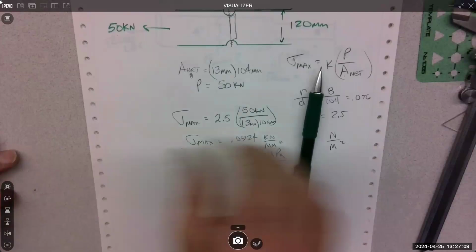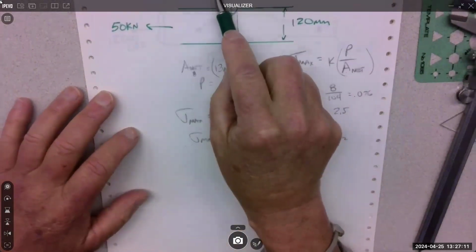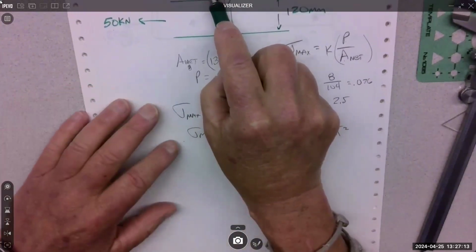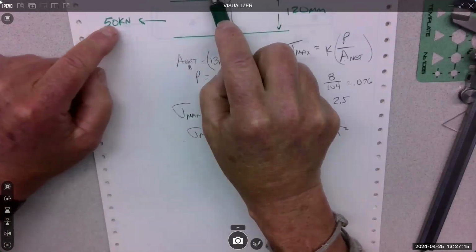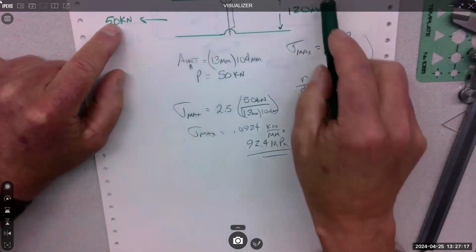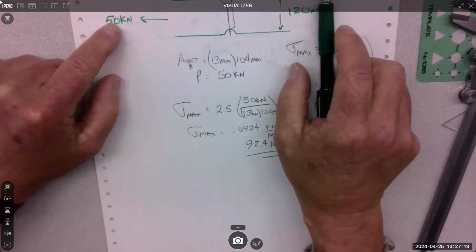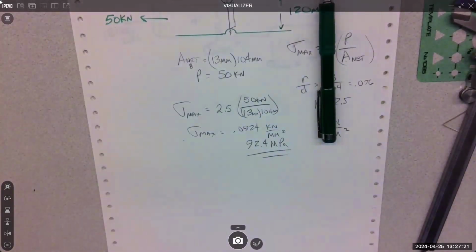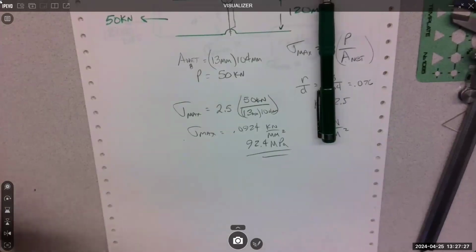So that's a lot of material to remove. It's a lot. But 50 kilonewtons is not a huge load on something that's 13 millimeters thick. So 25 millimeters is approximately an inch. So we're talking a 1/2 inch steel bar. It's pretty thick. Right?